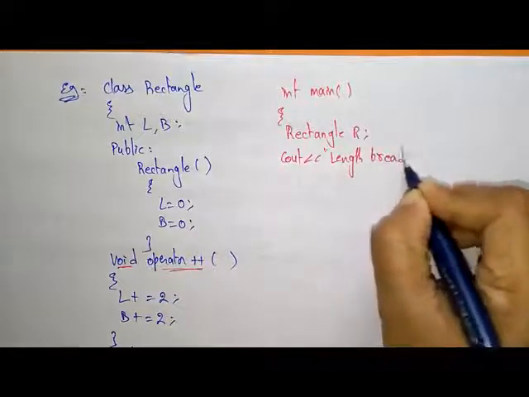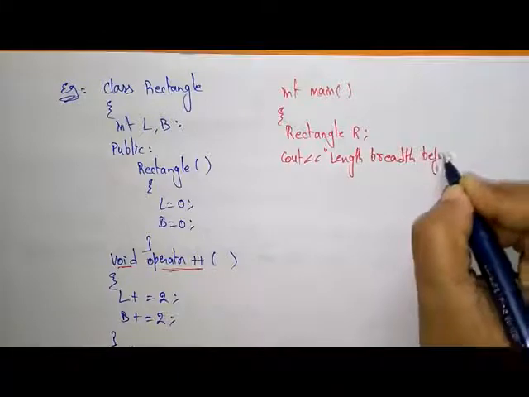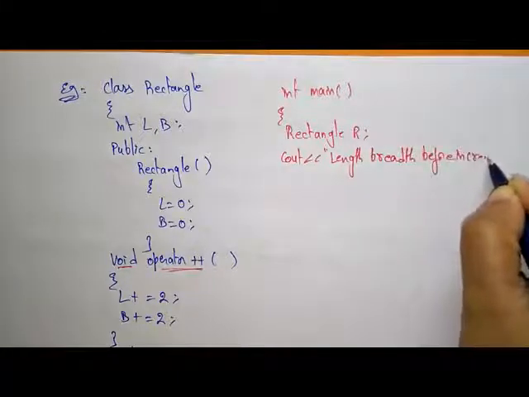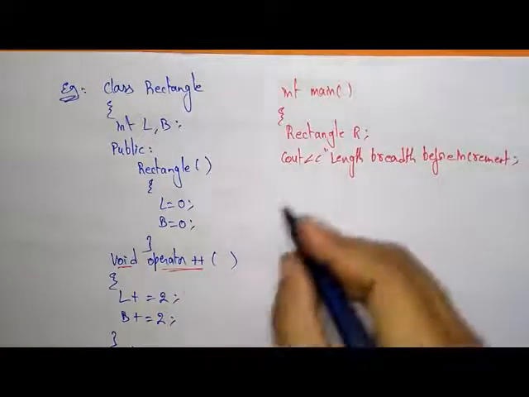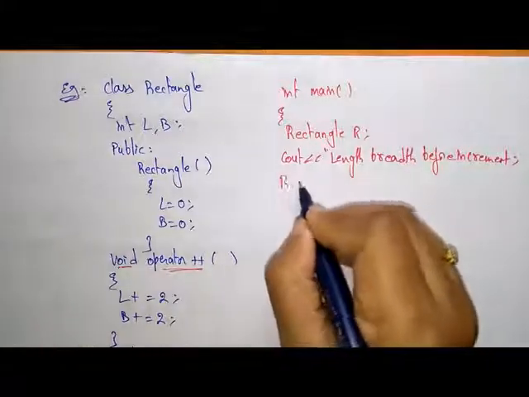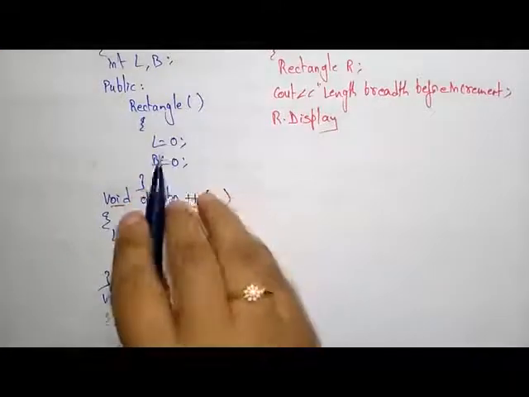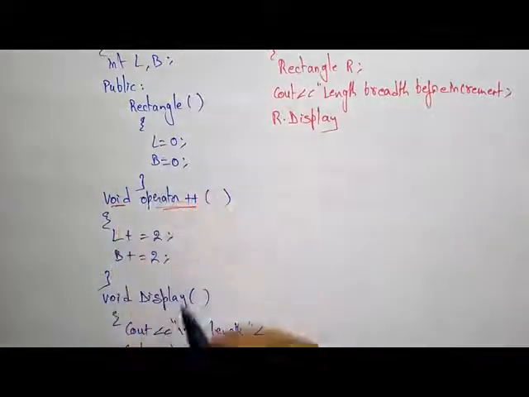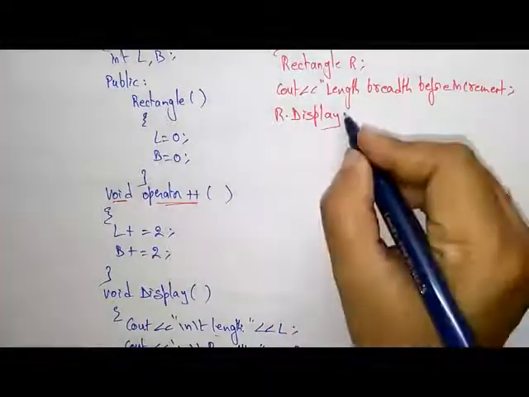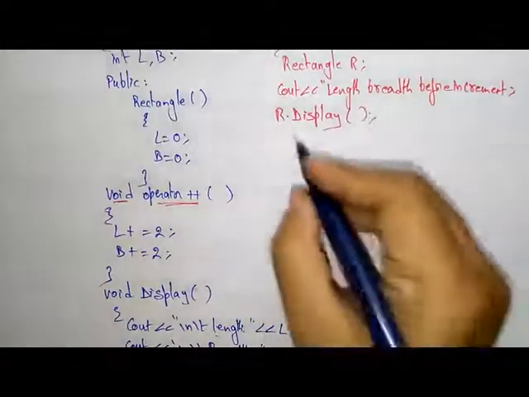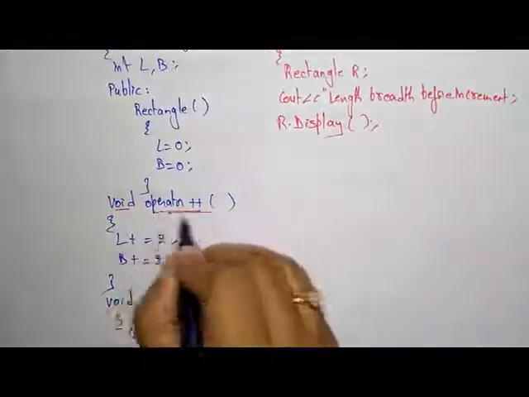breadth before increment. So before increment I'm printing, so that should be r dot display. So it comes to here. First it takes the object's values, comes to here and prints the r dot display. After that I'm using the operator overload.